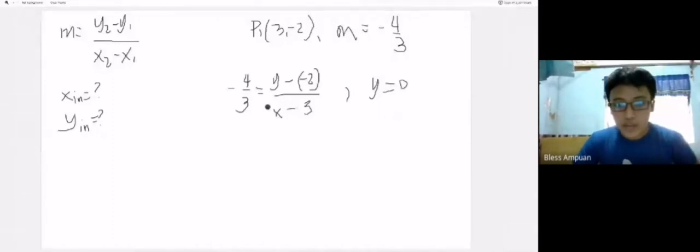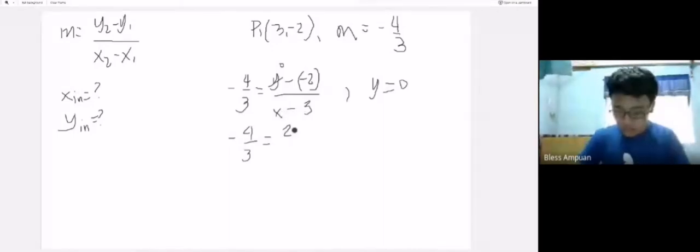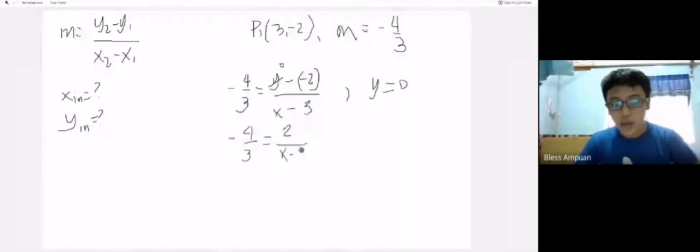What we have now is negative 4 over 3 equals 0 minus negative 2, so this is already 0, and negative times negative, so this is positive 2. And then x minus 3. Okay, so x minus 3 we just copy. At this point, this is just an application of cross multiplication. So negative 4 times x minus 3, and then 3 times 2 is 6.